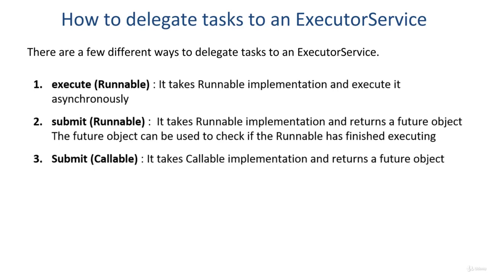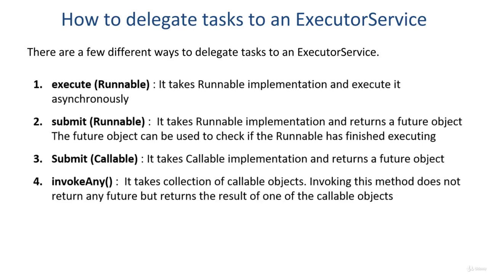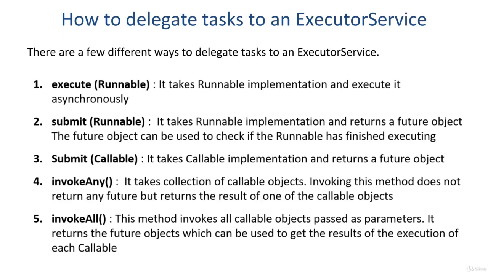Submit callable. It takes a callable implementation and returns a future object. InvokeAny. It takes a collection of callable objects. This method does not return any future, but returns the result of one of the callable objects. And invokeAll. This method invokes all callable objects passed as parameter. It returns future objects which can be used to get the results of the execution of each callable.